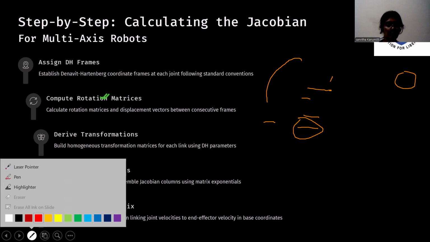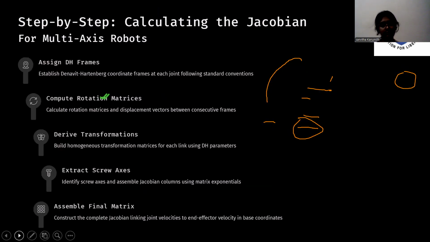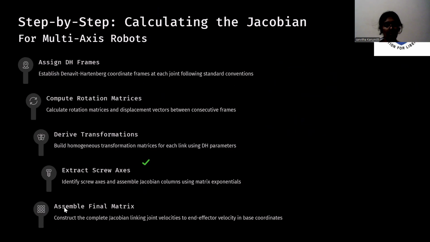Next, compute rotation matrices and displacement vectors between consecutive frames, and derive transformations. You can build homogeneous transformation matrices for each link using DH parameters. Then extract screw axes: identify screw axes and assemble Jacobian columns using the matrix exponential, and assemble the final matrix. Construct the complete Jacobian linking joint velocities to end-effector velocity in base coordinates.